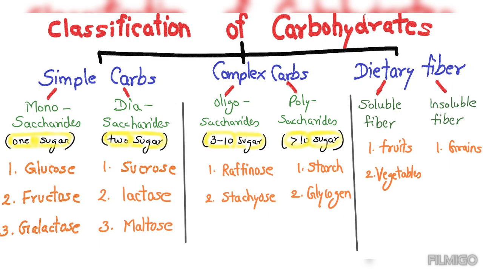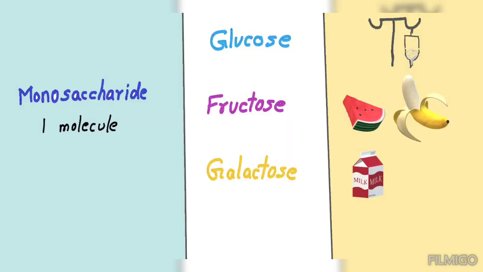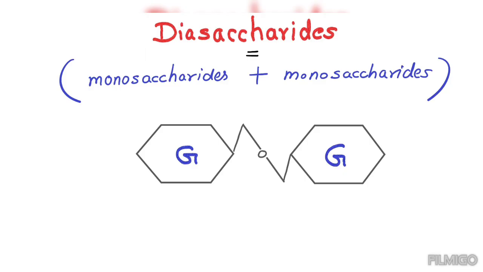They can be classified into three main types: simple carbohydrates, complex carbohydrates, and dietary fibers. Simple carbohydrates are made up of one or two sugar molecules. Carbohydrates made up of a single sugar are known as monosaccharides, which are the building blocks of more complex carbohydrates. Examples include glucose, fructose, and galactose. When two monosaccharides bond together, they form a disaccharide.